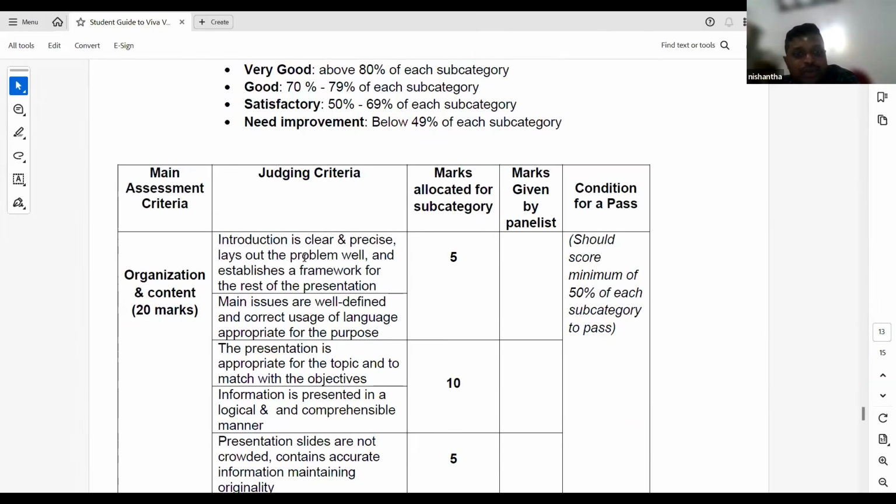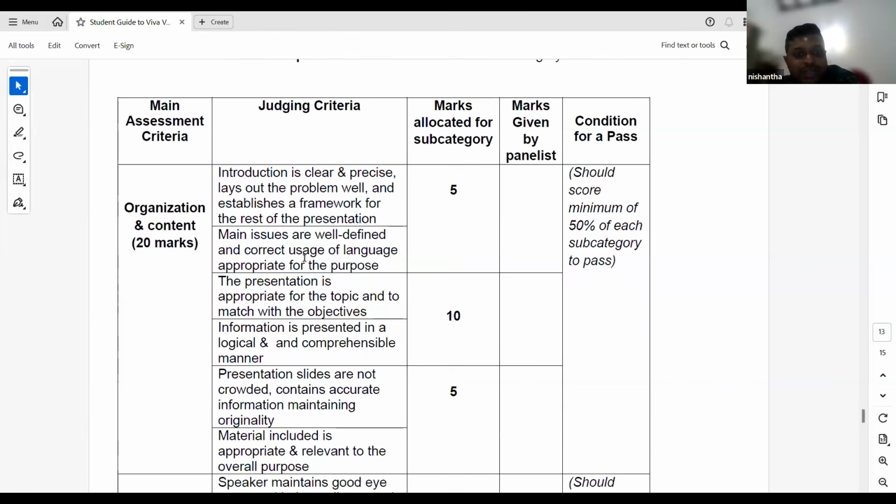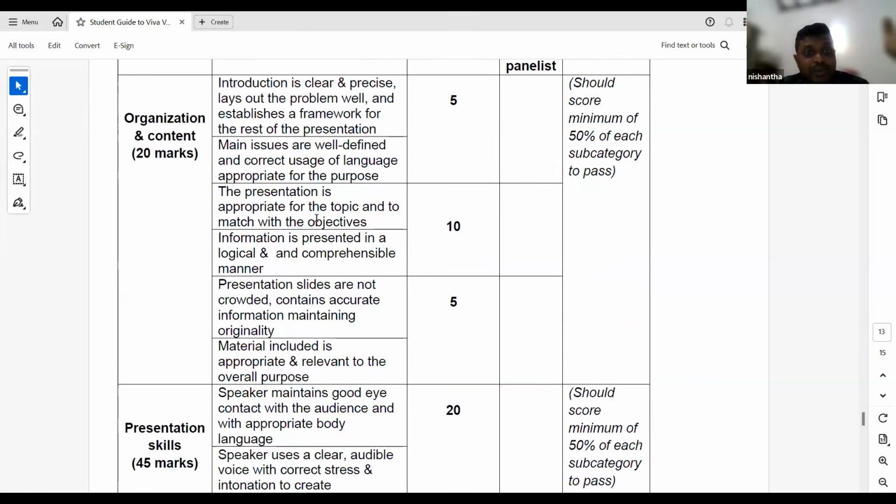This is the scoring rubric, showing how marks are allocated. Look, this is very important. The introduction is clear and precise, lays out the problem well, and establishes a framework for the rest of the presentation. Main issues are well defined, with correct usage of language appropriate for the purpose. You have to present the issue very carefully and clearly. Then the next 10 marks: the presentation is appropriate for the topic and matches the objectives, right? And you have to do the presentation properly.